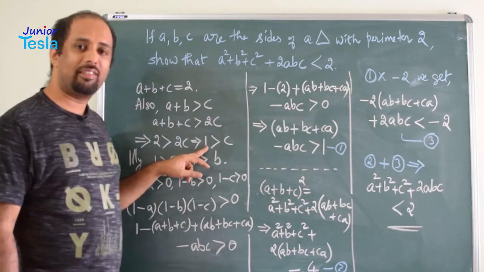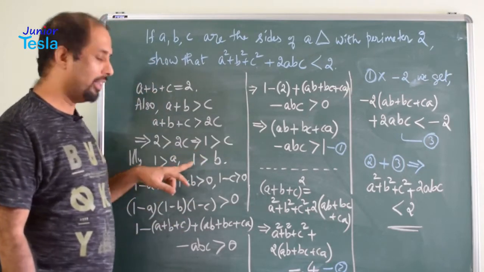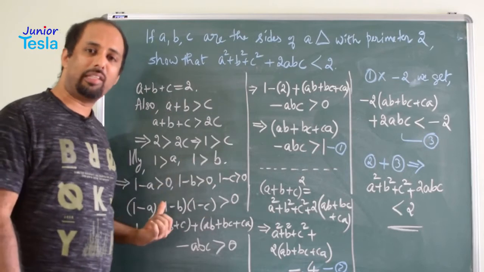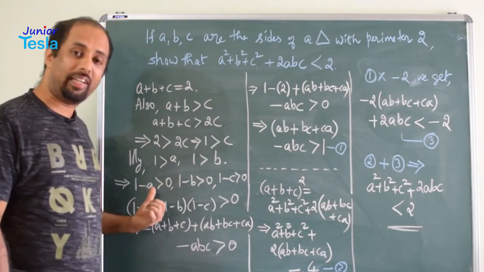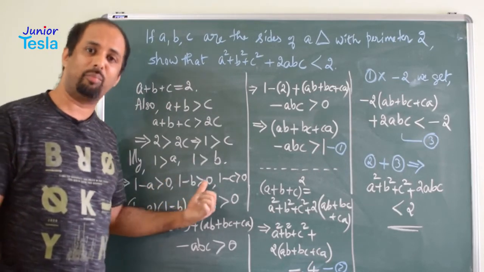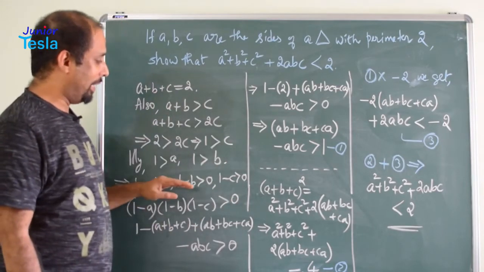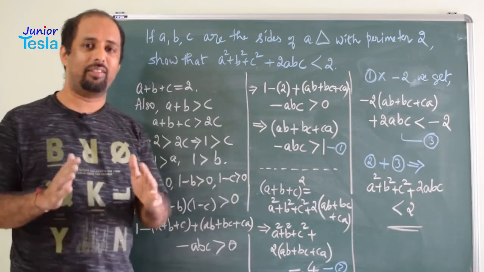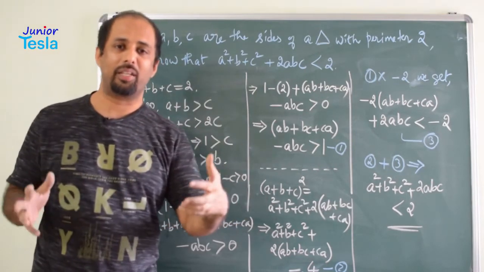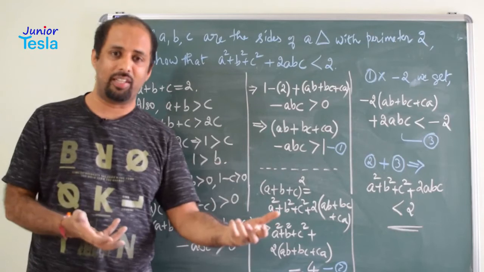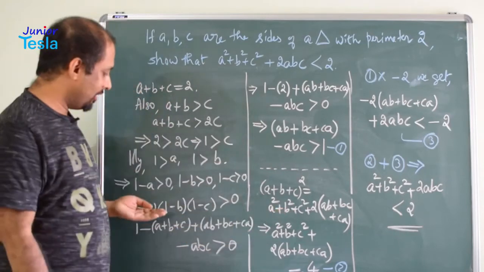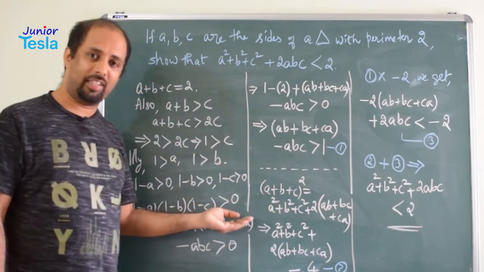If 1 is greater than c, then you can say 1 is greater than a, 1 is greater than b as well, or 1 minus a is greater than 0, 1 minus b greater than 0, 1 minus c greater than 0. Then what you can do is multiply all these three. If x, y, z, all three terms are greater than 0, then xyz is also greater than 0, correct? So we can multiply these three terms, which is greater than 0.